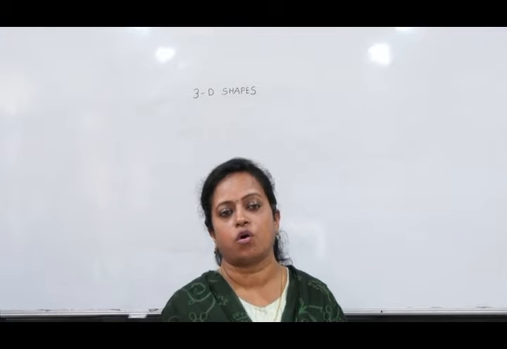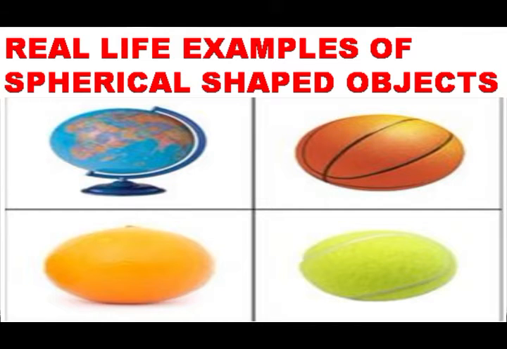Some examples of spherical shaped objects around you can be the different types of balls you play with, let it be the cricket ball, the volleyball or the football, or it can be the globe which you use in your geography classes, or some fruits like oranges. All these shapes are spherical.